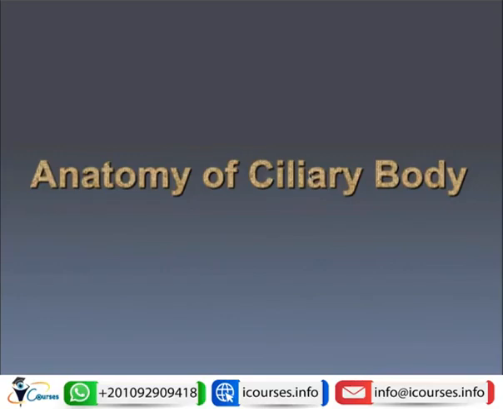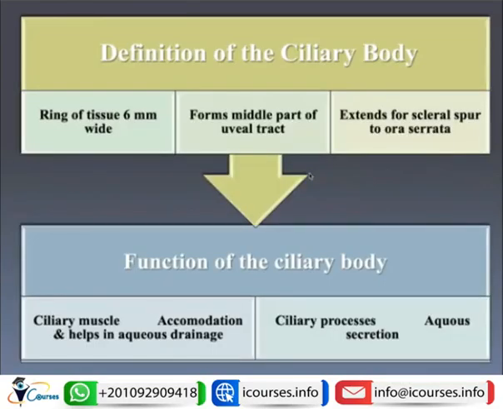Okay, so let's move now to the ciliary body. So what is the ciliary body? You always see the ciliary body as finger-like projections or a finger-like structure. But is it the true anatomical fact of the ciliary body? The answer is no, because you only see a cut section. The ciliary body in fact acts as a ring of tissue 6 millimeters wide that forms the middle part of the uveal tract, extending from the scleral spur to the ora serrata. So what are the functions of the ciliary body?